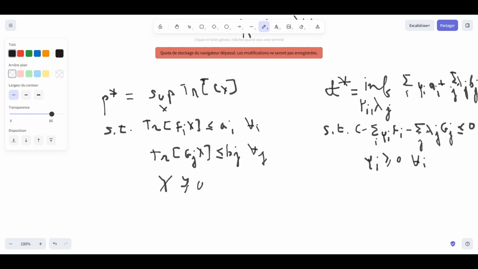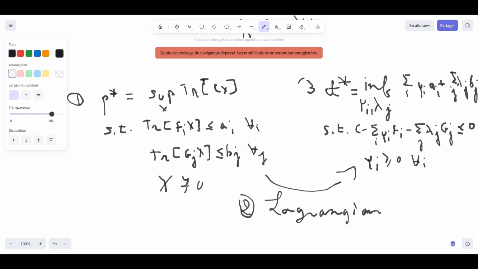we went from the primal to the dual, through the Lagrangian. Yeah, those are the three steps: 1, 2, 3. That's it.